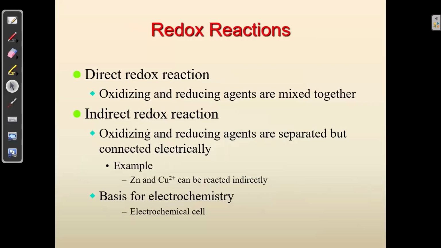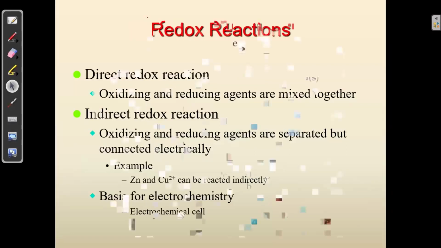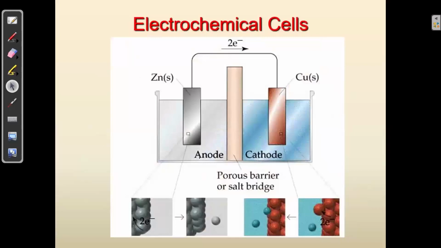In indirect redox reactions, we will be having two separate containers. Now see here in the diagram, we are having two separate containers. In one container, there is an oxidation process going on, and in another, there is a reduction going on.